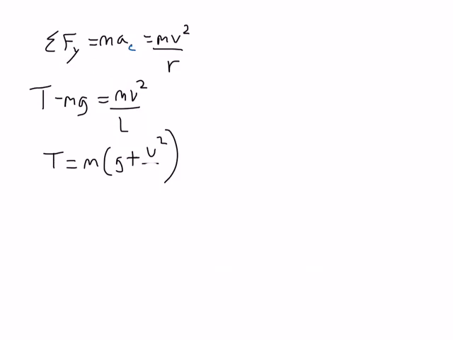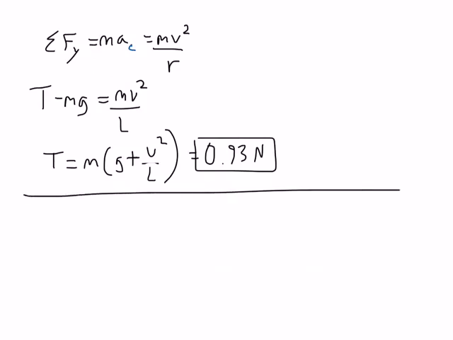So this, right, this is L, the length. As we plug all those numbers in, length is 1.5 meters, and we get 0.93 newtons. All right, so that's the tension that's needed to keep it moving as it is. Okay, so that's part C.